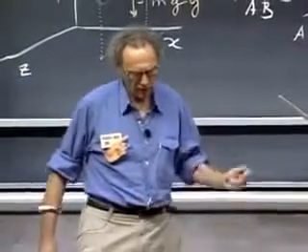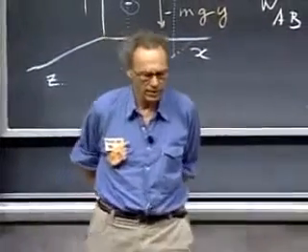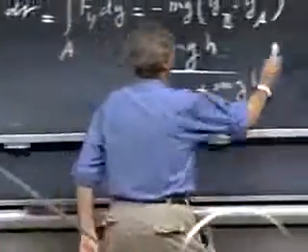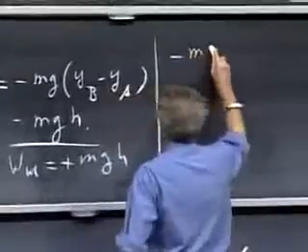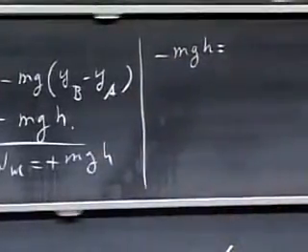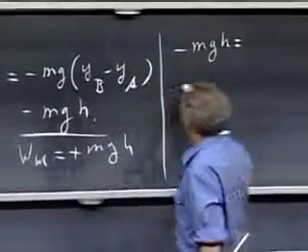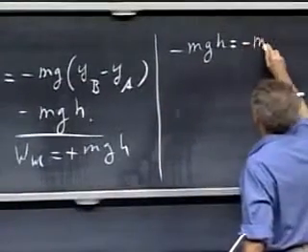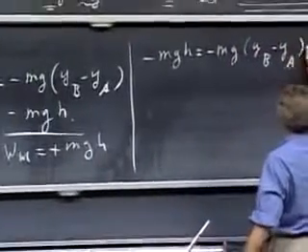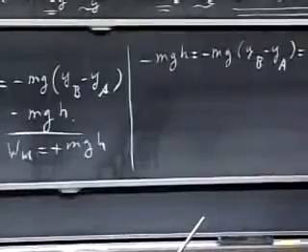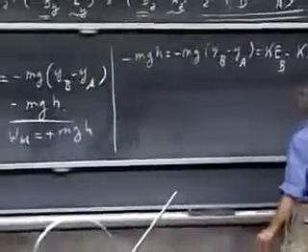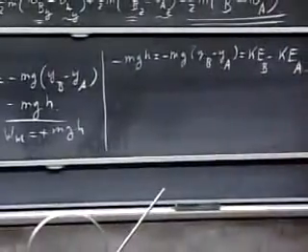Again, I'm going to concentrate now on a case where we deal with gravity only. When there's only gravity, then we have that minus mgh is the work done in going from A to B, equals minus mg times y of B minus y of A. And that now is the kinetic energy at point B minus the kinetic energy at point A. This is the work energy theorem.